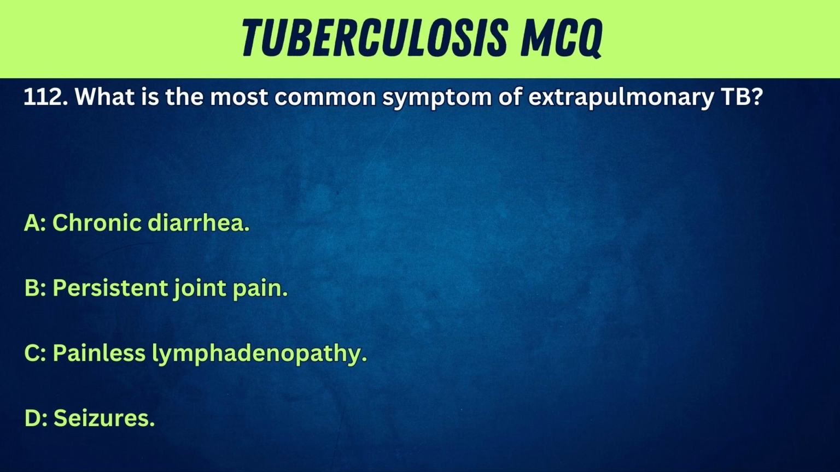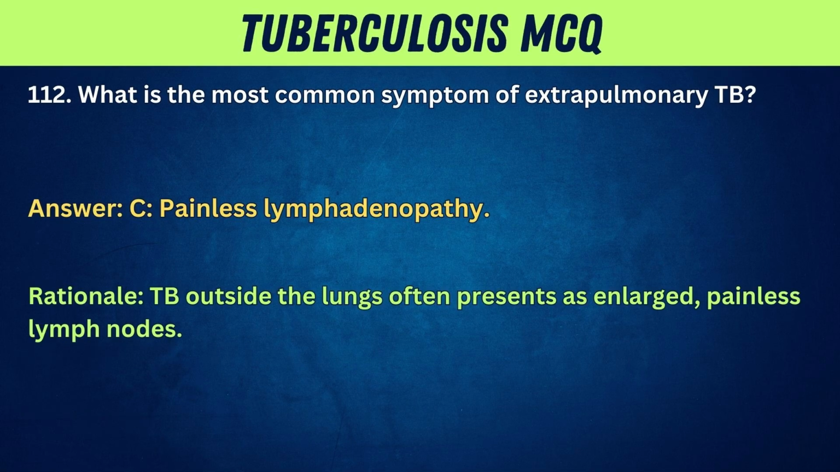112. What is the most common symptom of extrapulmonary TB? A. Chronic diarrhea. B. Persistent joint pain. C. Painless lymphadenopathy. D. Seizures. Answer: C. Painless lymphadenopathy. Rationale: TB outside the lungs often presents as enlarged, painless lymph nodes.